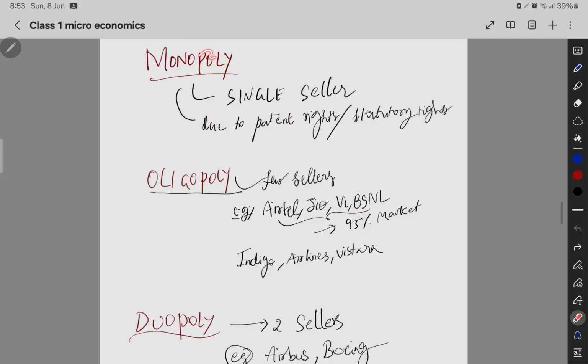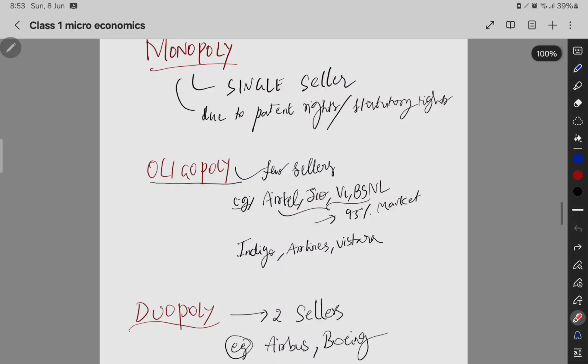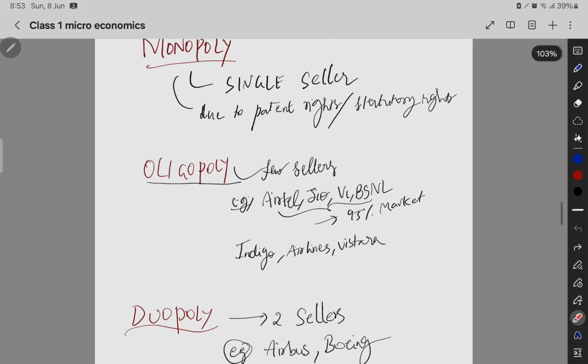Now let us see 3 more terms: monopoly, oligopoly, and duopoly. Monopoly means there is only a single seller in the market, in oligopoly there are a few sellers, and in duopoly there are only 2 sellers. In monopoly, usually the seller will have patent rights or statutory rights, and that is why no other seller can sell that product. And in oligopoly, there are a few sellers. Example, Airtel, Jio, BSNL. These few sellers are operating the entire 95% of the market.